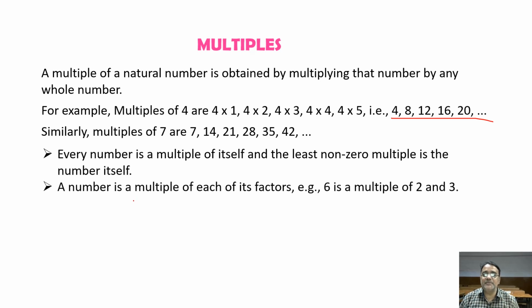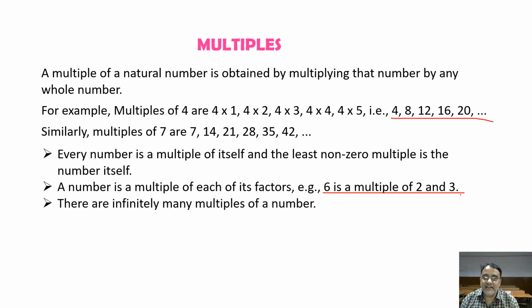And a number is a multiple of each of its factors. Example, 6 is a multiple of 2 and 3. Okay, 6 is a multiple of 2 and 3. So 6 is a multiple of 2 and also of 3. 2 is a factor of 6 and also of 3, I said it the wrong way around. Okay, 6 is a multiple of 2 and 3. So 2 is a factor of 6 and 3 is a factor of 6. Right. So there are infinitely many multiples of a number.